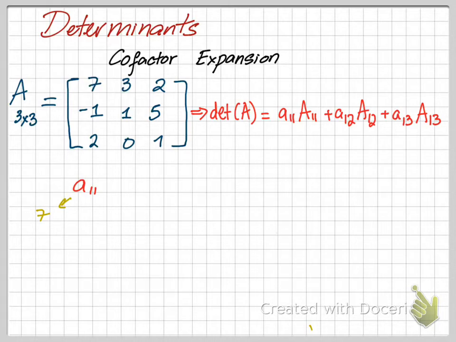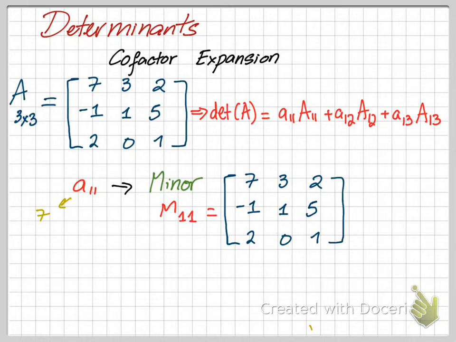And if we consider little a11, we can find the minor M11. The minor M11 is formed using the original matrix A and deleting the row and the column that contains the entry a11. So first we start with matrix A, and then in order to find the minor M11, we delete the first row and the first column of A. The remaining matrix is the minor M11 here.